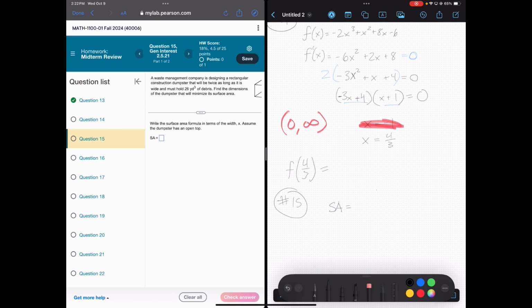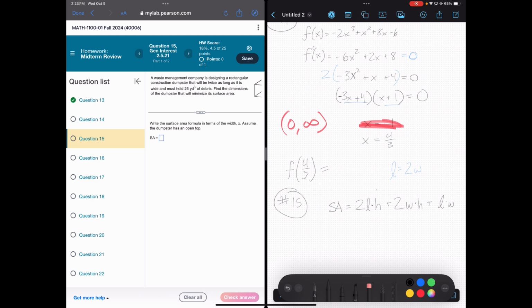It's an open top, so my surface area ends up being 2 times length times height plus 2 times width times height plus length times width only once, because the top's going to be open. Well, what do we know about the length? What are my constraints? Twice the width. So my length is twice the width. That's one of my constraints. Length is equal to 2 times W.